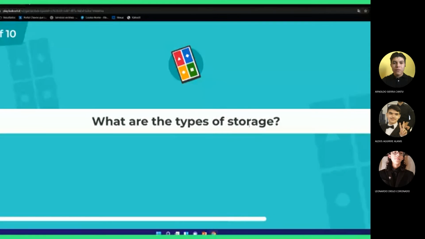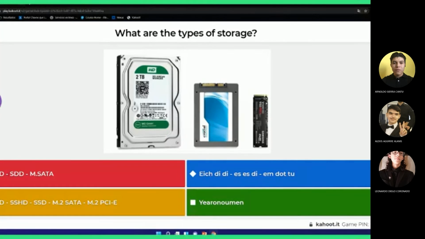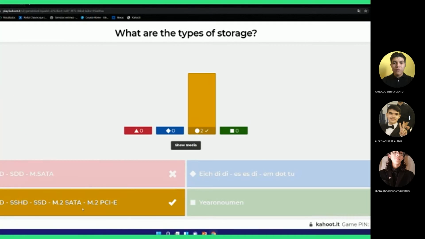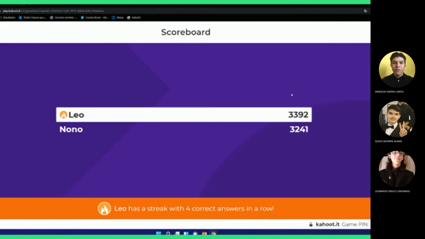What are the types of storage? As I mentioned, option red is HDD, SDD, and SATA. Option blue is HDD, SD, M.2, and option yellow is the correct one. There is HDD, SSHD, that is the hybrid model, the SSD, then the M.2 SATA, and then the M.2 PCIe. Nono is reaching Leo.